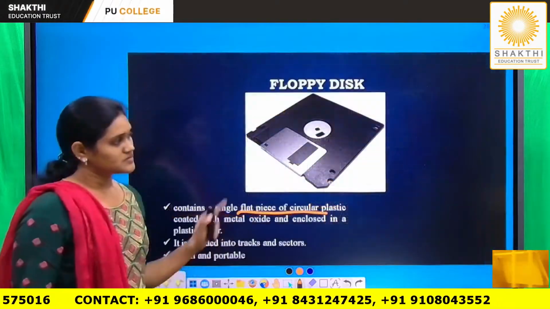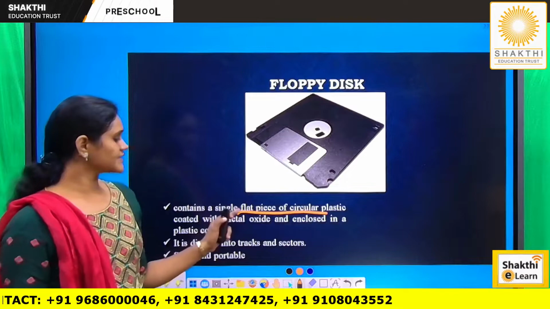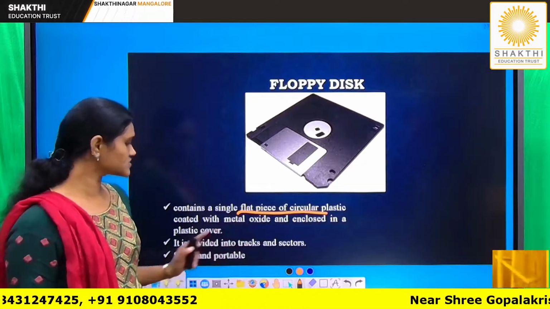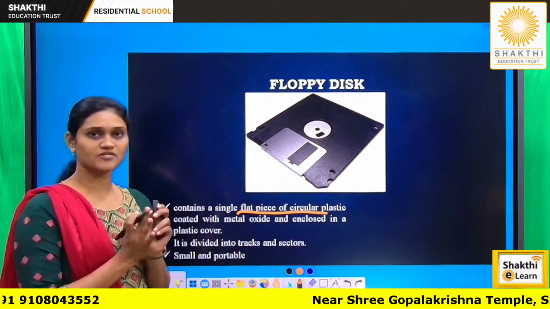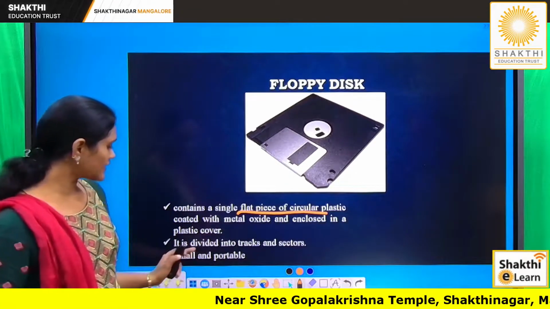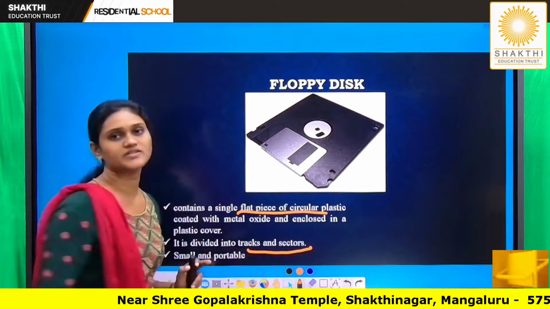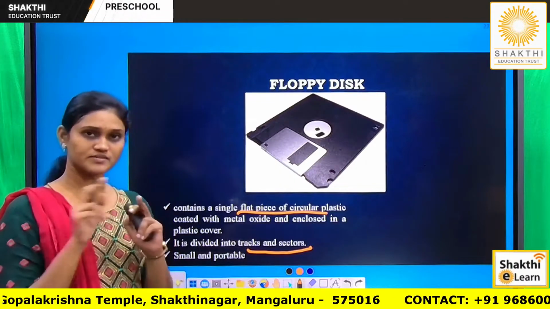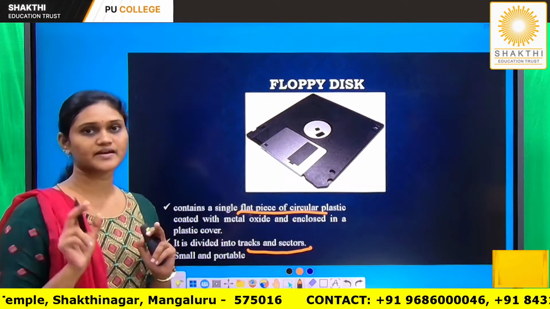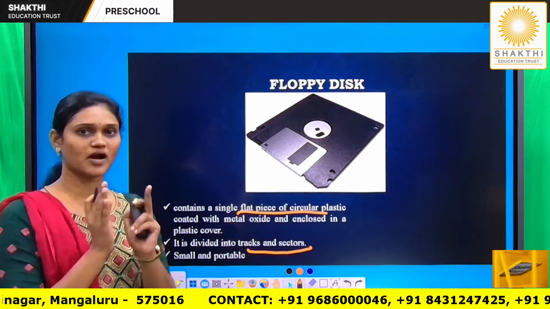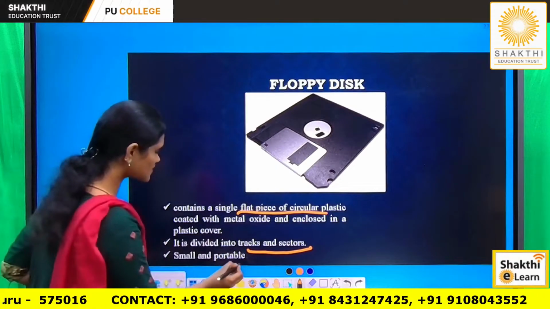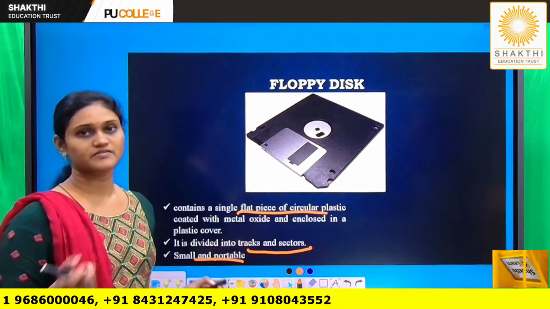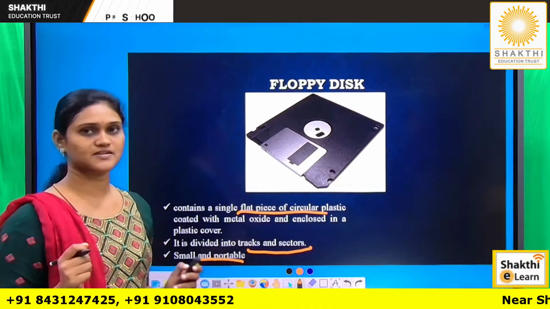Magnetic tapes. So this is an image of a floppy disk, and it consists of circular plastic coated with metal oxide, enclosed in a cover. It is divided into tracks and sectors. What is a track? Concentric rings where data is saved, and we call these concentric rings tracks, and again each is subdivided into parts called sectors. These are small as well as portable. If it is small, definitely we can carry it. We can move it from one place to another. That is what portable means.